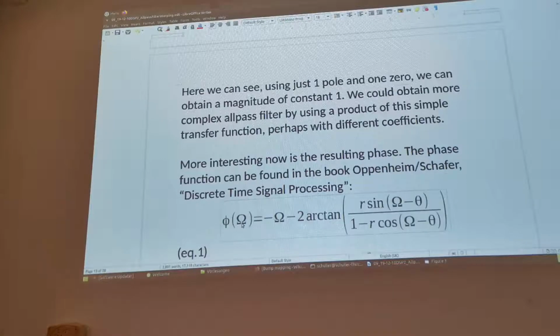And here we can also obtain higher order filters by just taking the product with different A's.